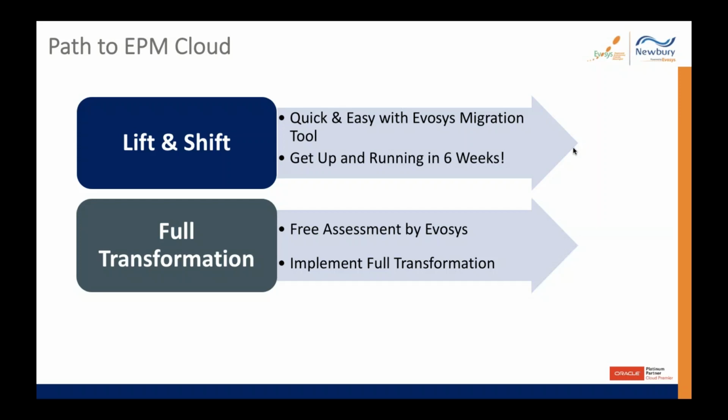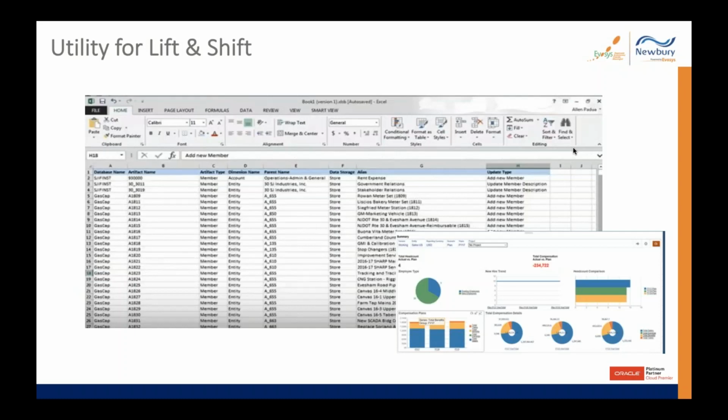We have also created the EVOSIS migration tool, a utility which gets you from on-premise to cloud very quickly, in a very cost-efficient way. On the other side, if you're talking about full transformation, where you want to improve your planning and budgeting, your consolidation, and so forth, we can offer a free assessment of your on-premise implementation, try to understand how you have done, recommend what improvements you can bring as part of your transformation, and put together a detailed program so that you get based out of Oracle Cloud applications. So just to inform you that we have a Glide program if you are a Hyperion customer as well, both lift and shift and full transformation. This is just an example of the utility we have created for our Hyperion customers.